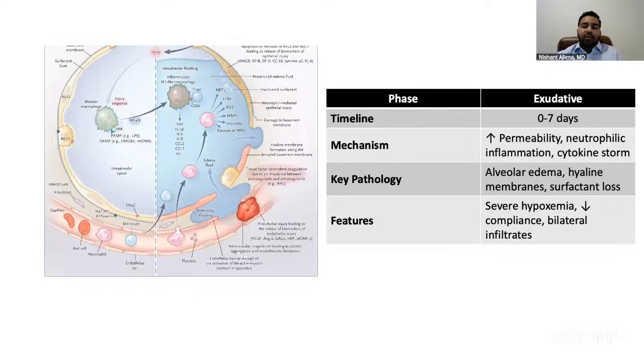The primary mechanism here is increased permeability. Whenever you have the insult, you have all your inflammatory cytokines, including your TNFs, your interleukins, your chemokines, etc., which increase the permeability of the alveolar capillary membrane. Now, when you have a break in your alveolar capillary membrane, you initially have interstitial flooding, followed by fluid accumulation in the alveolus. This presents with severe hypoxemia, decreased lung compliance, and bilateral infiltrates.